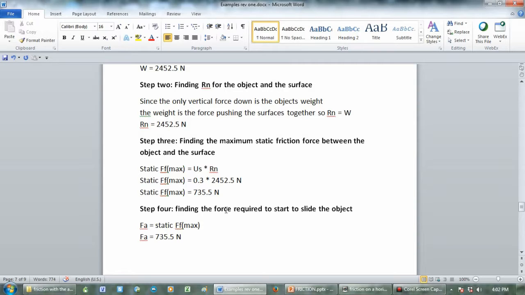Step 4. Finding the force required to start to slide the object. The force required to start to slide the object will equal the maximum static friction force. Therefore, the applied force has to be 735.5 newtons.